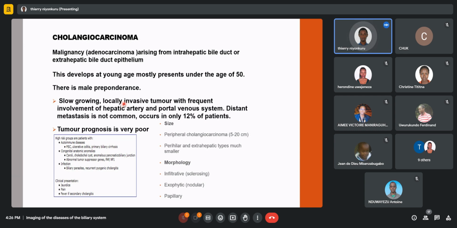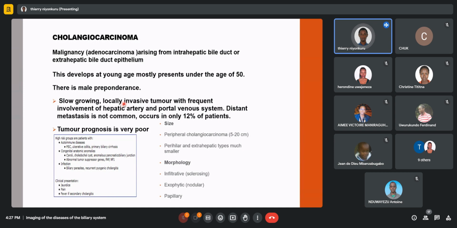There are some people who are at increased risk. There are people with autoimmune disease, as we have seen, primary sclerosing cholangitis, or people with primary biliary cirrhosis, or as we said, people with choledochal cysts, mainly type 1 or type 4. They are the ones with a high risk of cholangiocarcinoma, and also with infections like biliary parasites or recurrent pyogenic cholangitis. All these diseases predispose to intrahepatic or extrahepatic recurrent luminal injury, and they predispose to malignant transformation of that area.